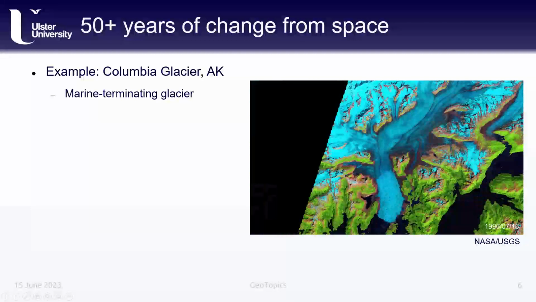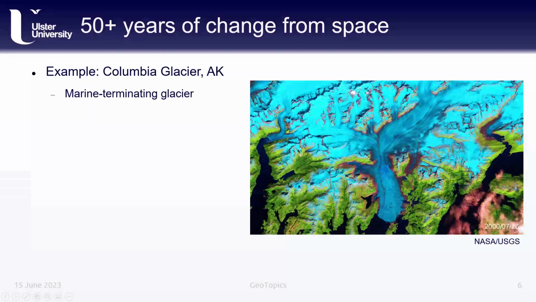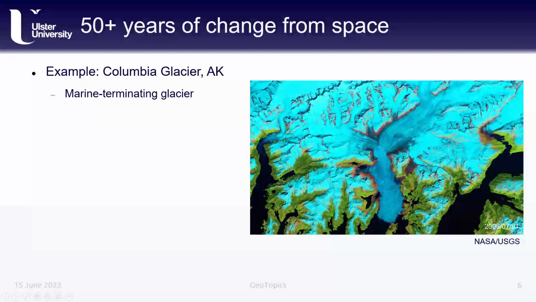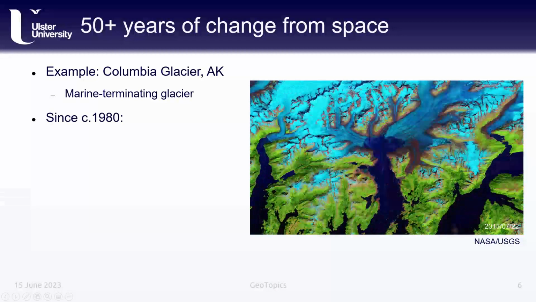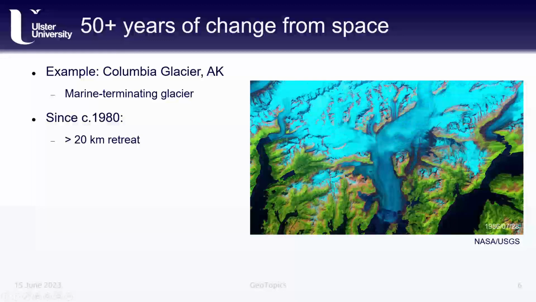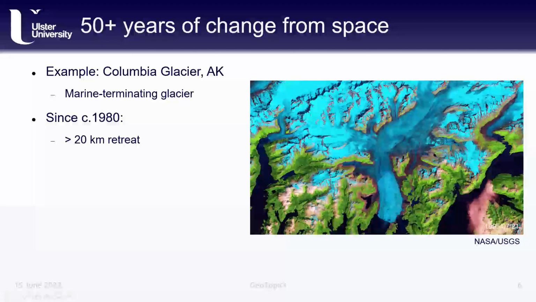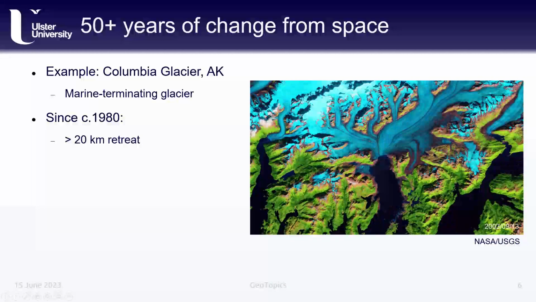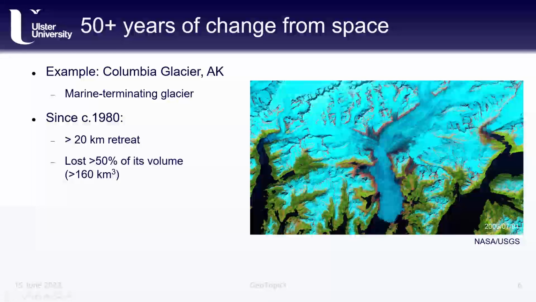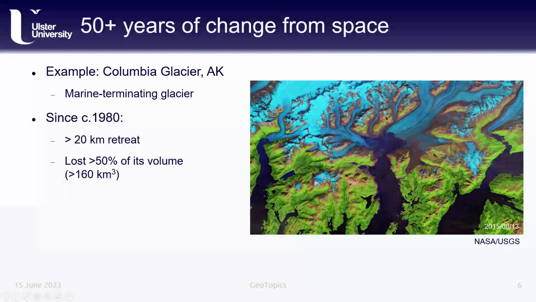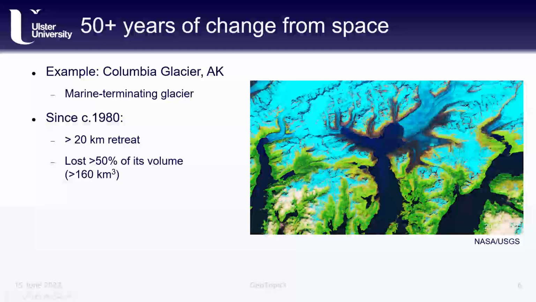So starting out again about here in 1980, up until today, going up there. And in the last 40 or so years now, it has retreated over 20 kilometers, so again, about the distance between us and Derry. In that period of time, it has also lost over 50% of its volume, which is about 160 cubic kilometers worth of ice.